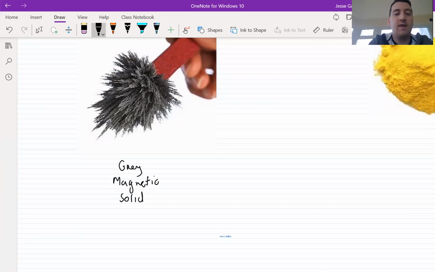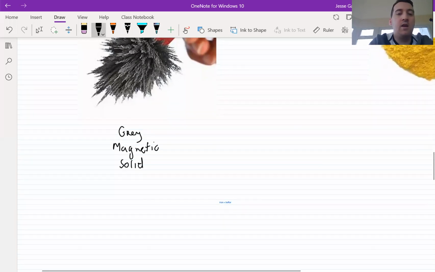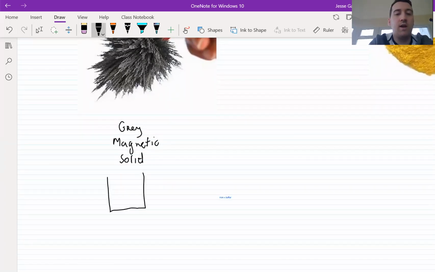We can see that it is a solid. It's behaving as if it's a solid. It's definitely not a liquid and it's not a gas. If we were to draw this, what would we be looking at? Well, if I was to draw this, I would be looking at a solid. So I would draw 9 particles arranged in neat rows.